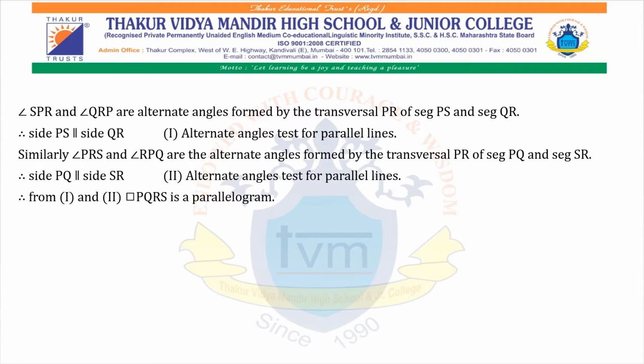Similarly, angle PRS and angle RPQ are the alternate angles formed by the transversal PR of seg PQ and seg SR. Therefore, side PQ is parallel to side SR, alternate angles test for parallel lines. From 1 and 2, quadrilateral PQRS is a parallelogram, is proved.